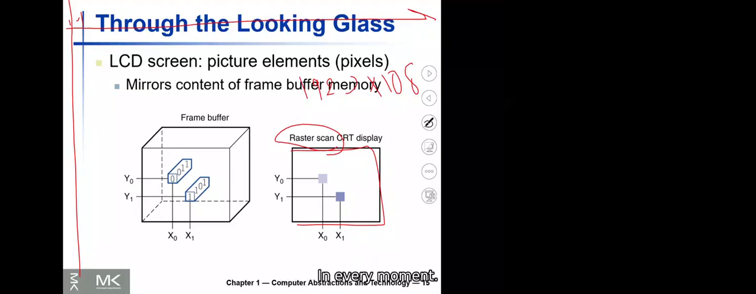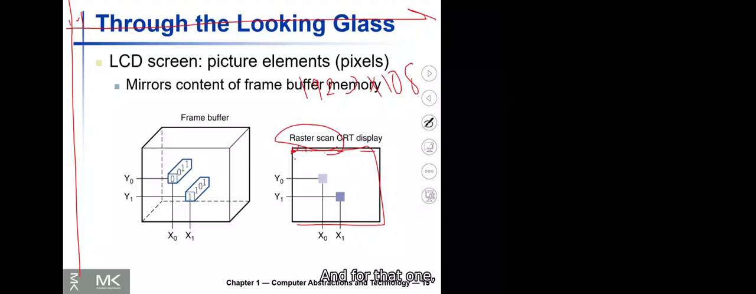So in every moment, one of them is just on or off. It depends on its corresponding color, and then it will be scanned during the time. So it is a raster scan. Usually they start from top left, the first pixel would be this, then the next one, the next one, go along the row, and then again from the next row, and so on. So in every moment, one of them is on.